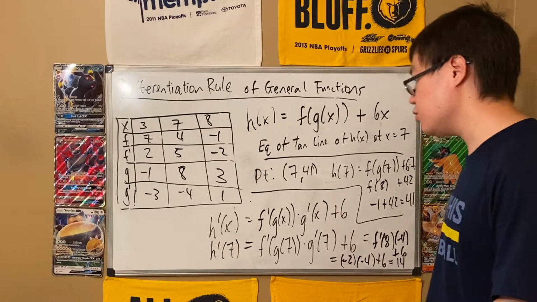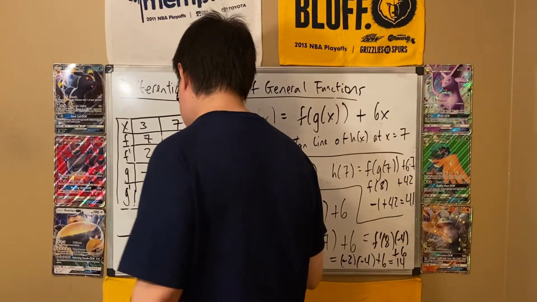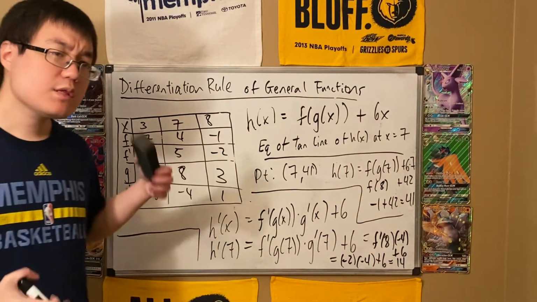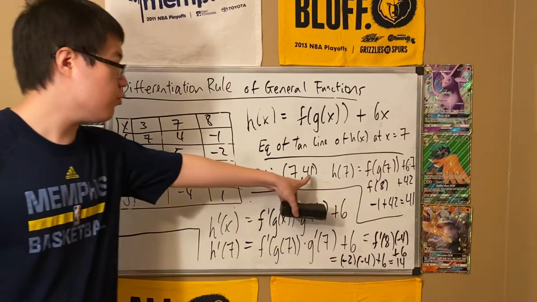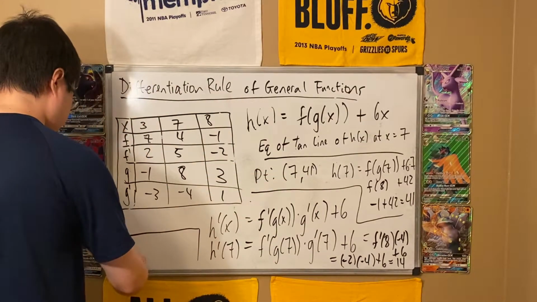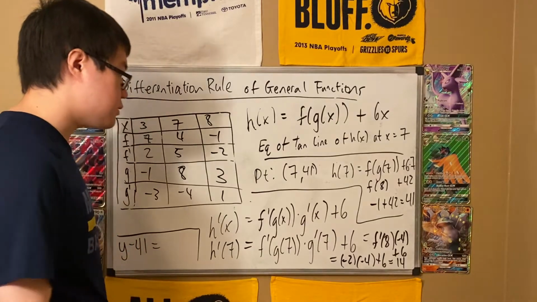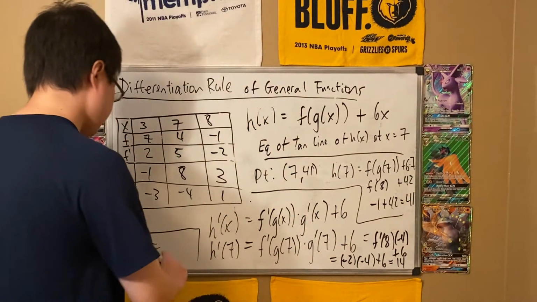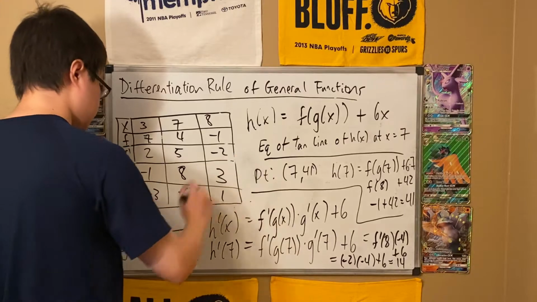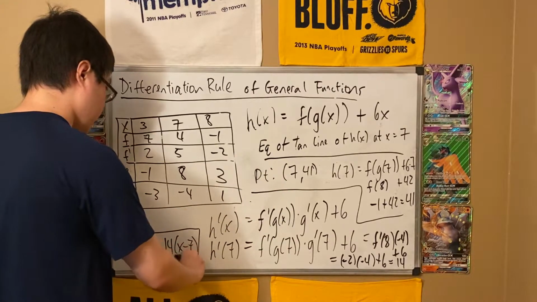So this is going to be our slope. Now let's write the answer in this lovely box right here. We're going to use point slope just like normal. y minus the y coordinate of the point: y minus 41 equals the slope, which is 14, times x minus the x coordinate, which is 7. So this is the equation of my line.